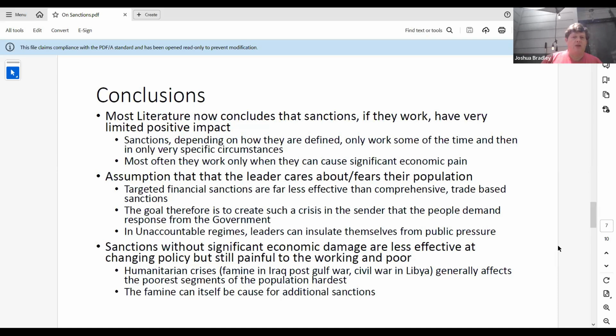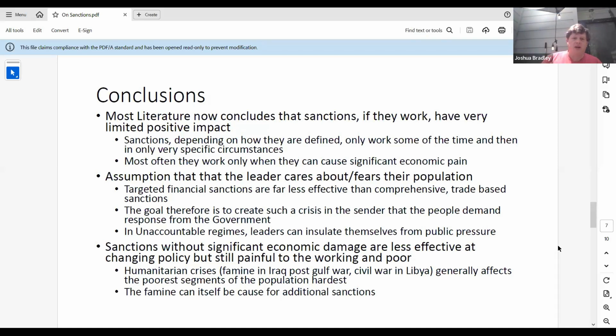Targeted financial sanctions are far less effective than comprehensive trade-based sanctions. And the goal, therefore, is to create such a crisis in the center that the people demand a response from the government. And unaccountable regime leaders can insulate themselves from that public pressure. I was going to comment, but it's in the next section.